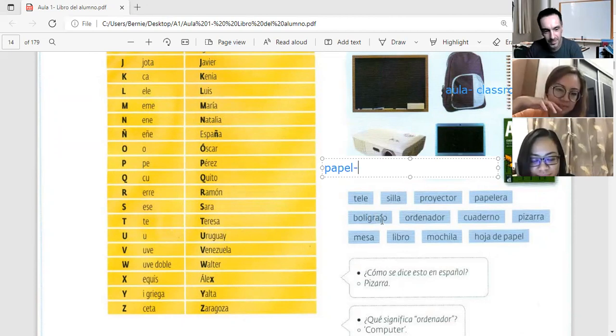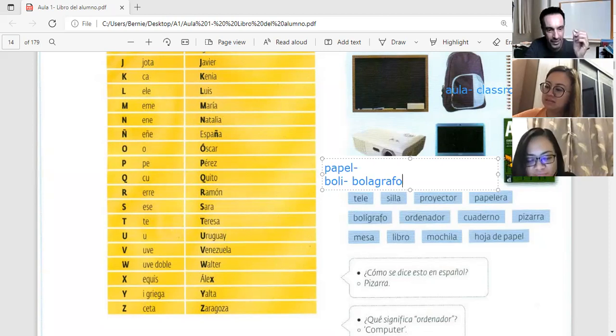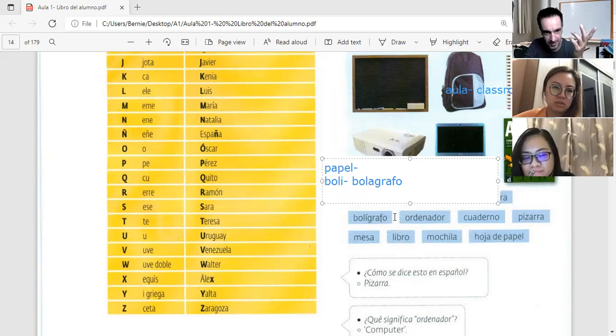Bolígrafo. No idea. Okay. Boli came from bola. Bola is ball. And grafo came from graphic, graph. So it's a pen. Oh, so it's a pen. Yes. Bolígrafo. So they make it shorter, boli.